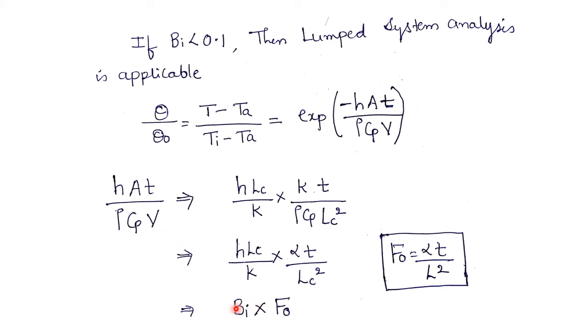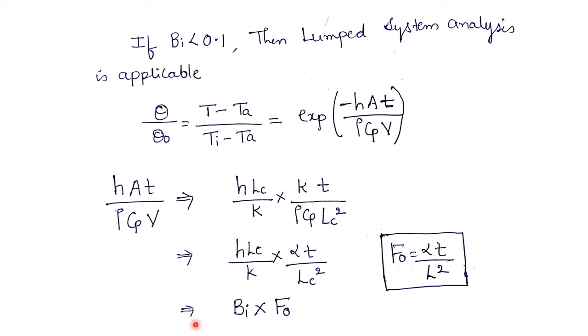equation in another form, that is in terms of Biot number and Fourier number. Here I will keep the equation as it is, H into LC divided by K, whereas this I will write as K divided by rho into Cp. K divided by rho into Cp is nothing but alpha, the thermal diffusivity. Thermal diffusivity is given by the formula K divided by rho into Cp, denoted by the symbol alpha. So this is replaced by alpha, and T as it is divided by LC square, whereas this alpha into T divided by LC square is nothing but the Fourier number.